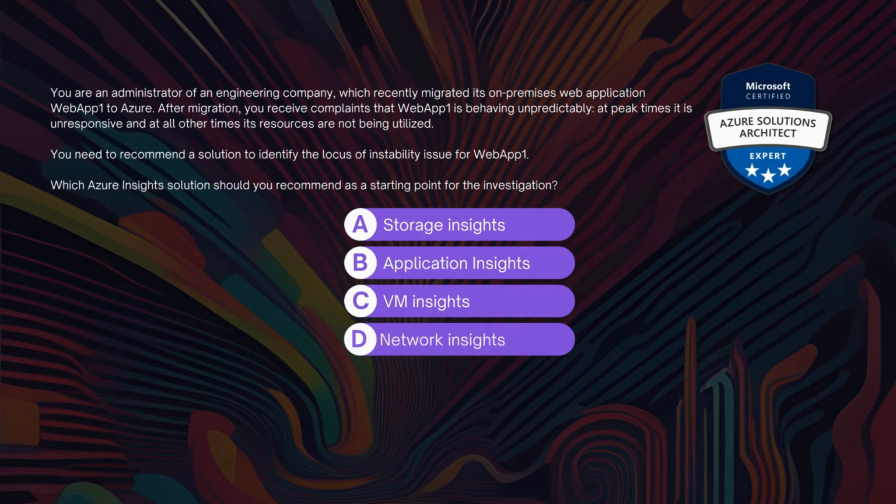You are an administrator of an engineering company, which recently migrated its on-premises web application Web App 1 to Azure. After migration, you receive complaints that Web App 1 is behaving unpredictably: at peak times it is unresponsive and at all other times its resources are not being utilized. You need to recommend a solution to identify the locus of instability issue for Web App 1. Which Azure Insights solution should you recommend as a starting point for the investigation? Letter A, Storage Insights? Letter B, Application Insights? Letter C, VM Insights? Or letter D, Network Insights?